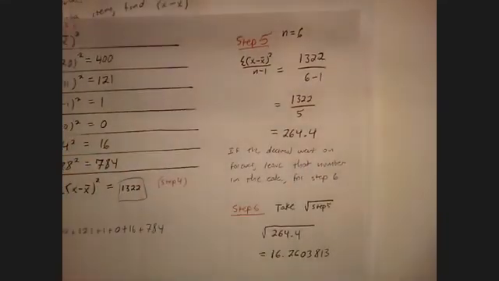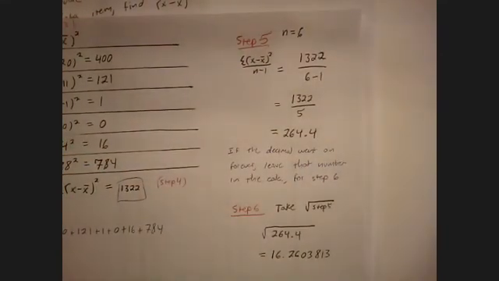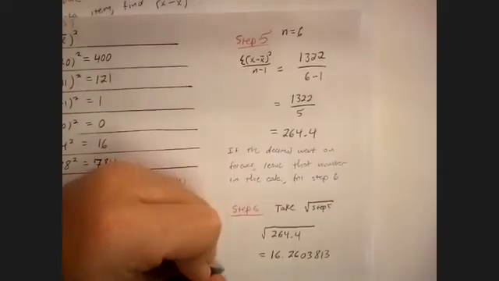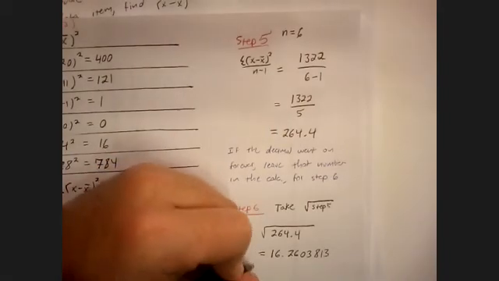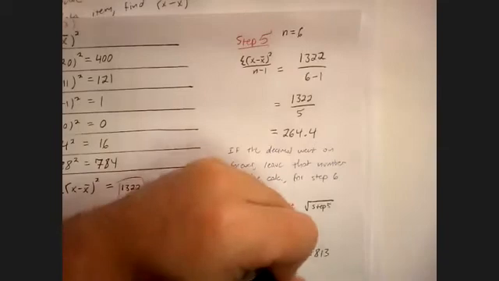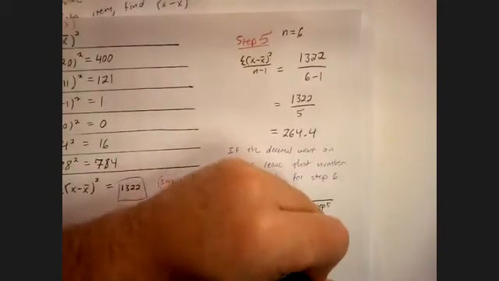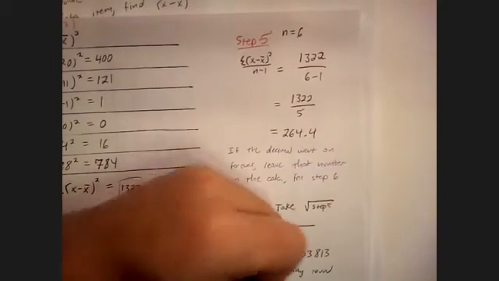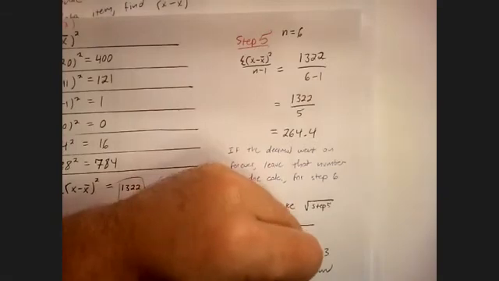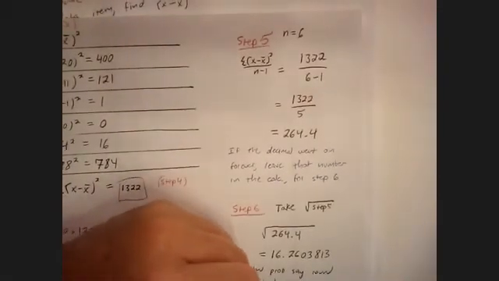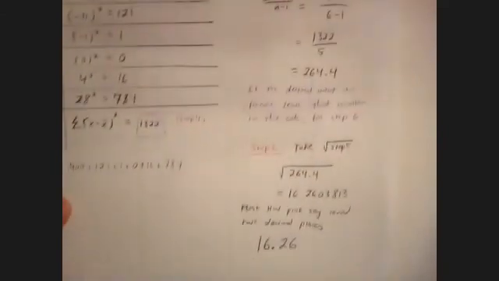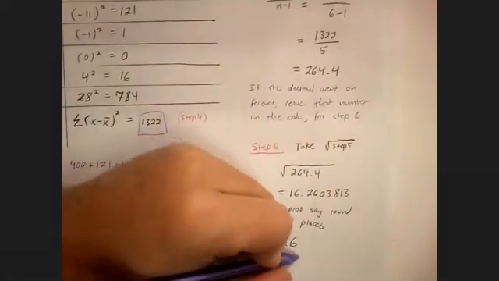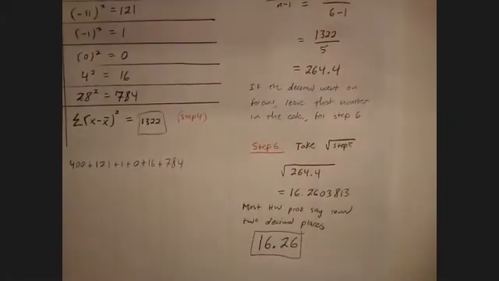16.26038813. That number probably goes on forever. It will tell you how they want you to round it. Most homework problems say round to 2 decimal places or round to the nearest hundredths. So my final answer is 16.26. That is a lot of work to do for one problem. But that is how it is done.